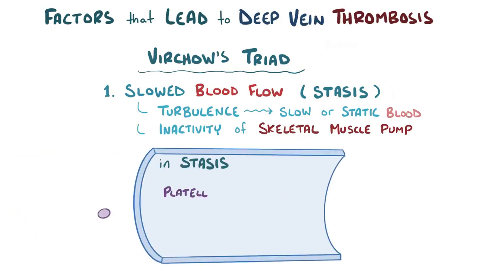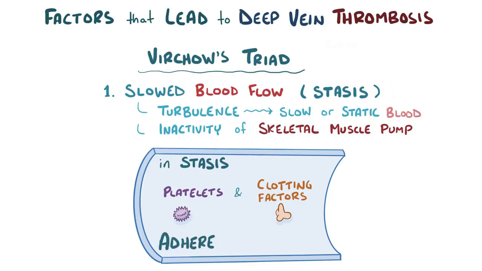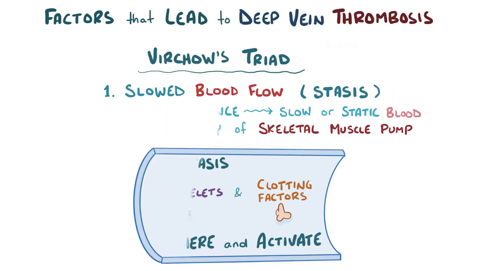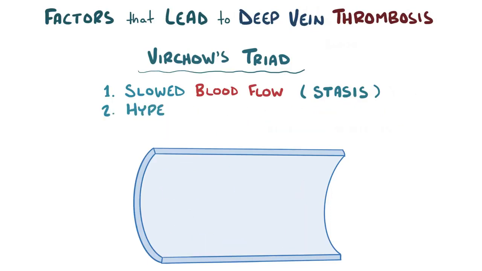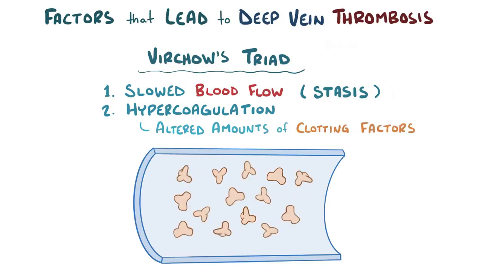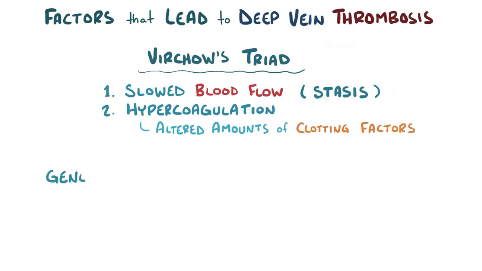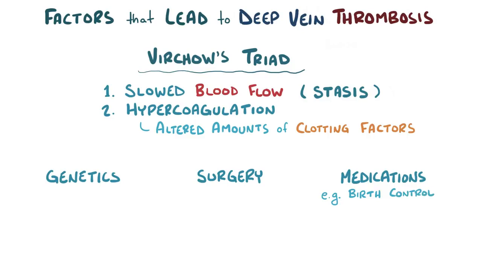During stasis, platelets and other clotting factors contact the endothelium, and prolonged interaction leads to clotting factor adhesion, and ultimately activation of the clotting cascade. The second factor is a state of hypercoagulation, where altered amounts of clotting factors increase primary or secondary hemostasis. This can happen for genetic or acquired reasons like surgery, or taking certain medications like birth control pills.